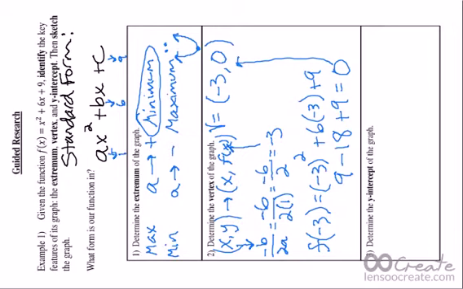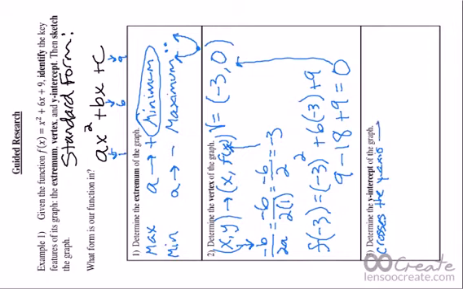The next thing we're going to do is figure out the y-intercept. No matter what you're working with, y-intercept means that the point crosses the y-axis.